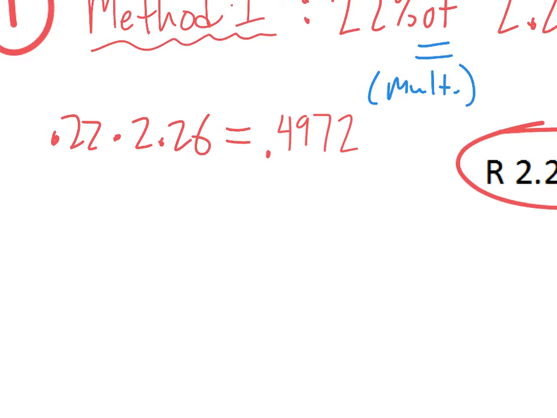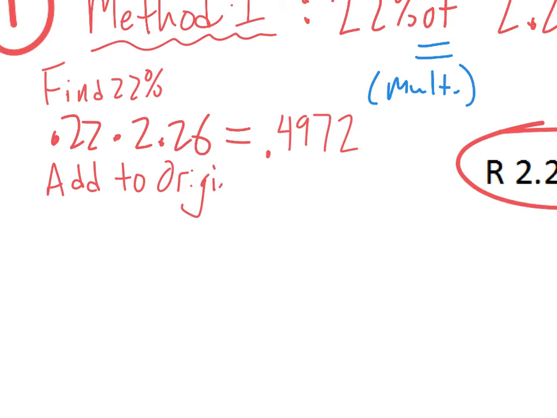And then we wanted to scale it up, so then we add. So here we found 22%. That's our first step. And then add to the original. This is the two-step process. So the original was 2.26, and now we're going to add 0.4972.